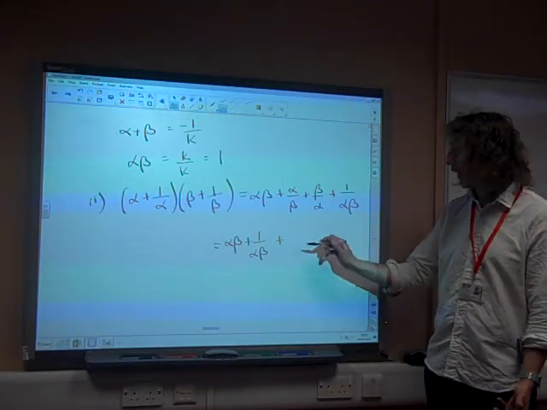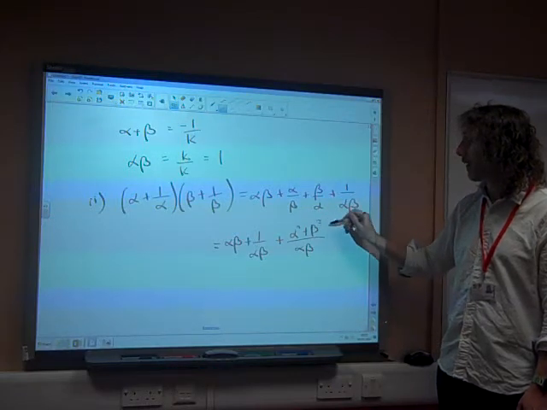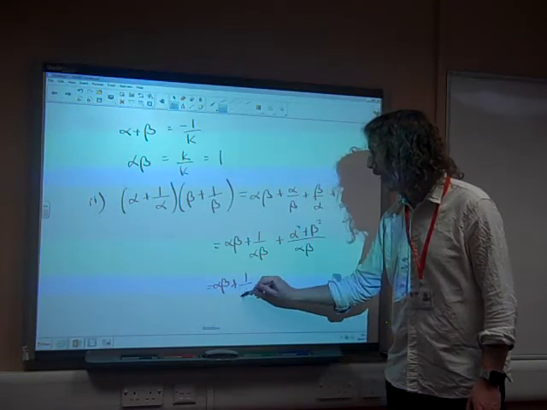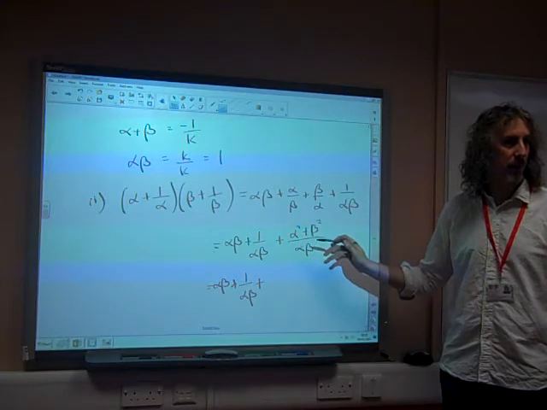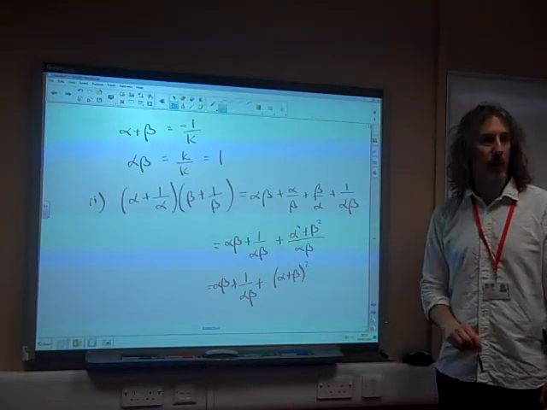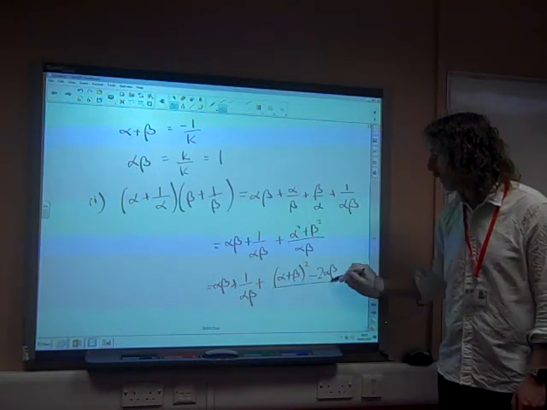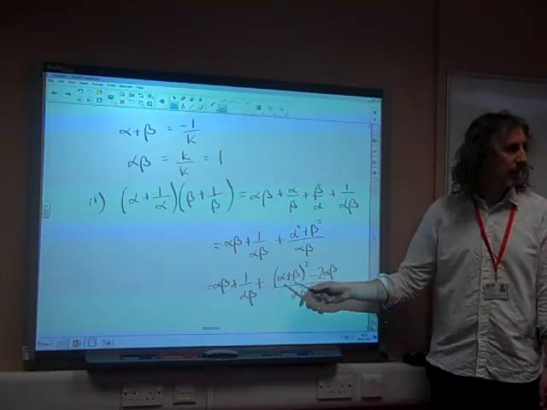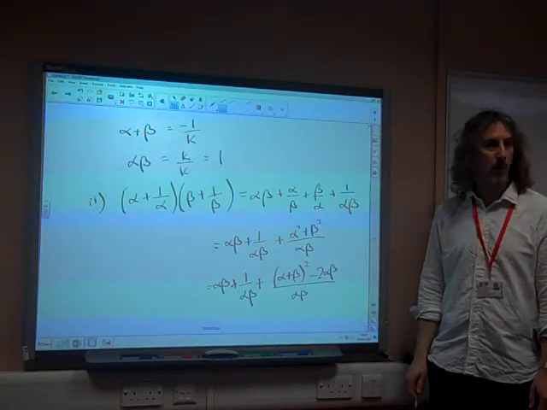And then these two terms, we need to put over a common denominator to deal with them. Common denominator would be alpha beta, and it would be alpha squared plus beta squared. And we remember, and if we don't remember it, we can quickly work it out, alpha squared plus beta squared is what you get if you do alpha plus beta and you square it and then you subtract 2 alpha beta. Remember that's the same thing, because that would give us alpha squared plus beta squared plus 2 alpha beta minus 2 alpha beta.